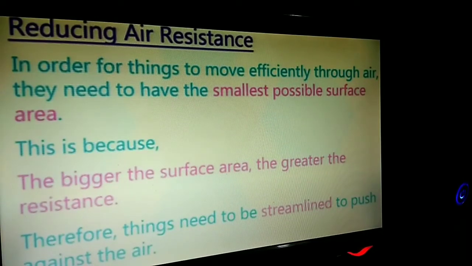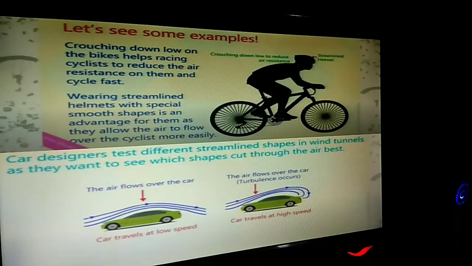Now, how can you reduce air resistance? What are the ways? The smallest possible surface area should be subjected to the drag. The bigger the surface area, the greater the air resistance. So, in order to create the smallest possible surface area for the drag, the body will be made streamlined to push against the air resistance.